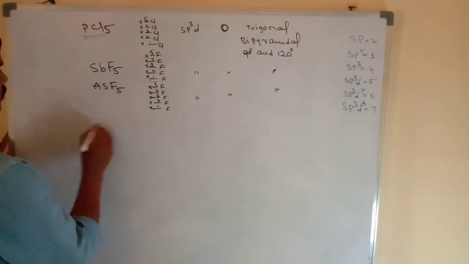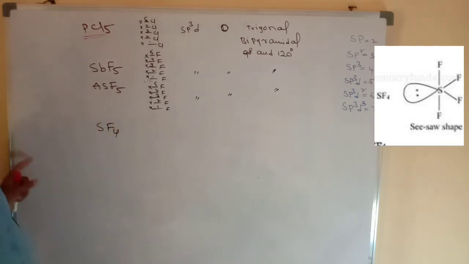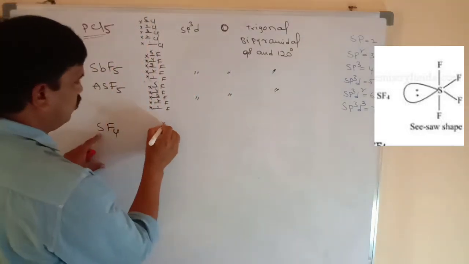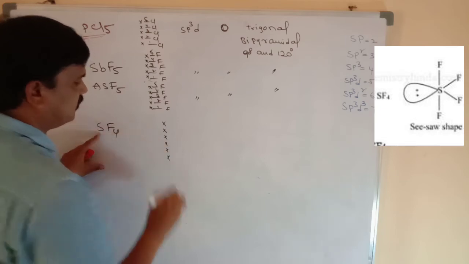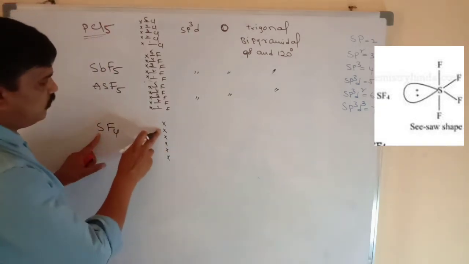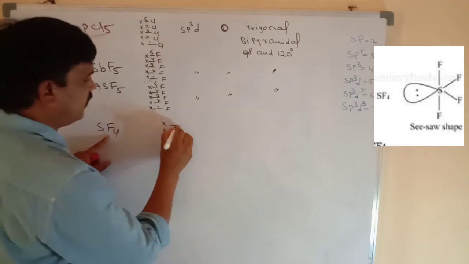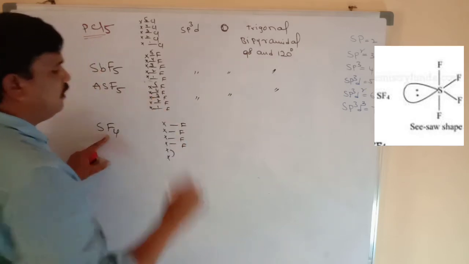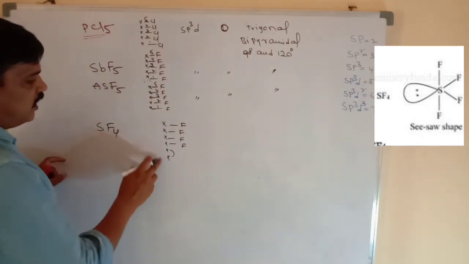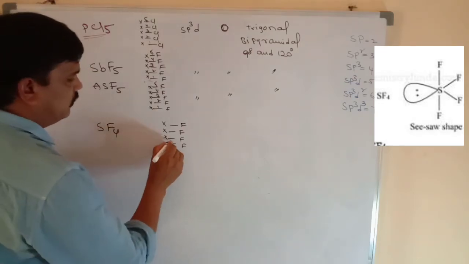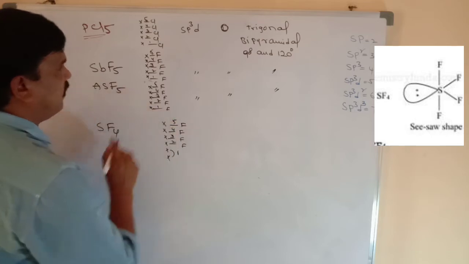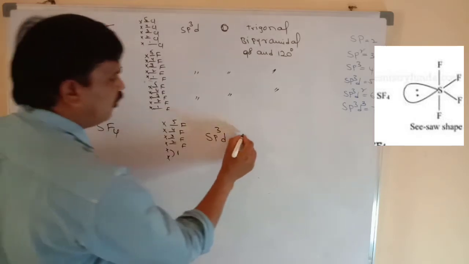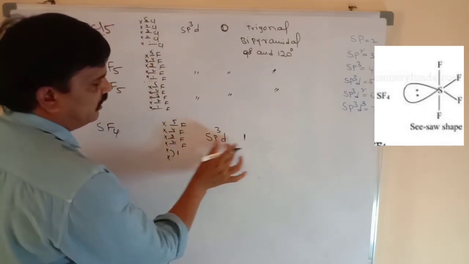Next, for example, SF4, sulfur tetrafluoride. Sulfur belongs to the 6th group, so 1 2 3 4 5 6 dots. How many fluorines are there? 4 fluorines are there. Now the remaining 2 dots are pairing up. So for the pair also give a number: 1, 2, 3, 4, 5. That means sp3d hybridization. How many lone pairs are there? One lone pair.